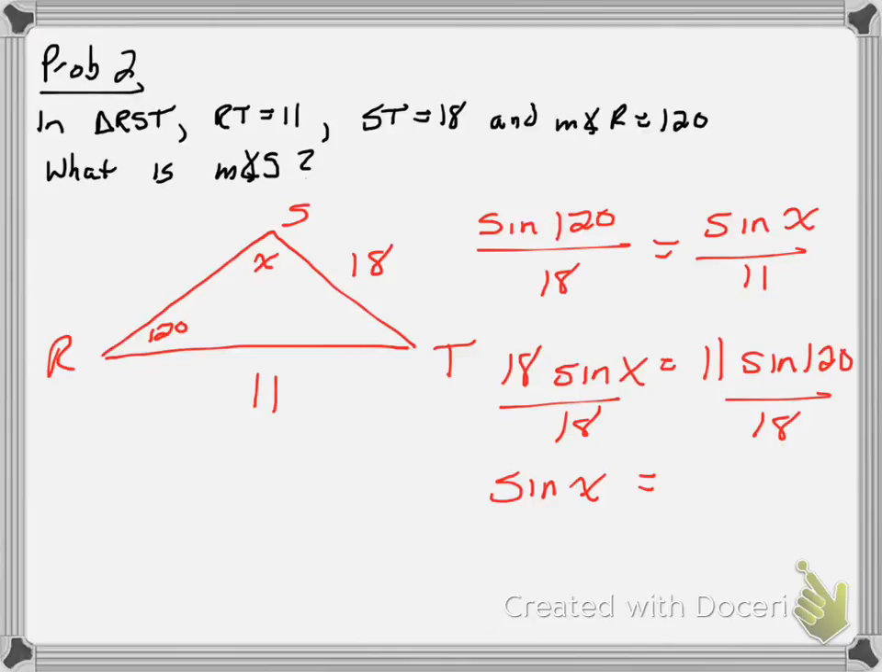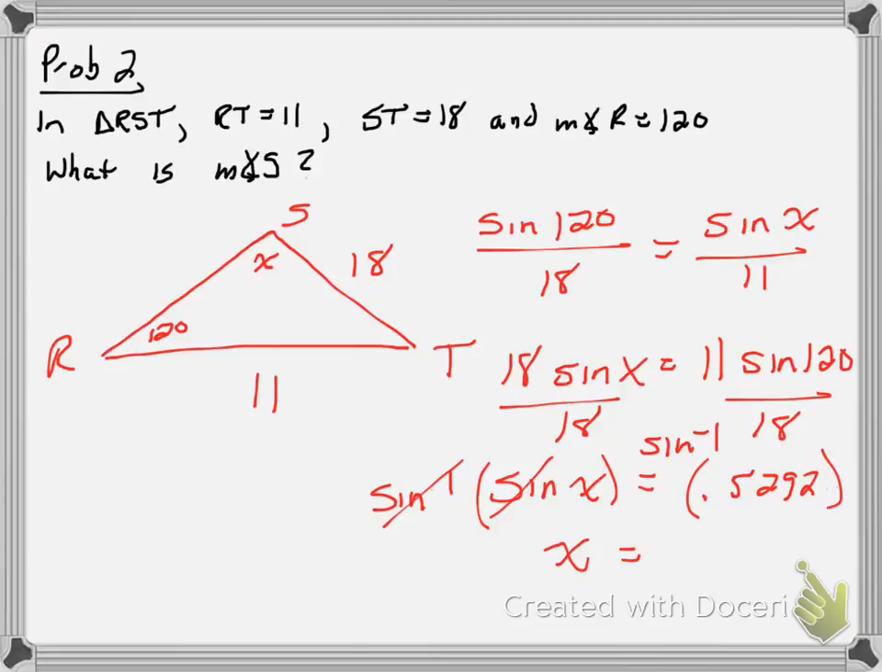Okay? That gives me approximately 0.5292. And again, do not round here. Don't round till the end. Want to now solve for X, so I'm going to take the inverse sine of both sides. That's going to cancel that, take the inverse sine of that. That's why you do not want to round there. X equals the inverse sine of that, which is going to be 31.95. And then round to wherever you want it to. We'll leave it there for now.